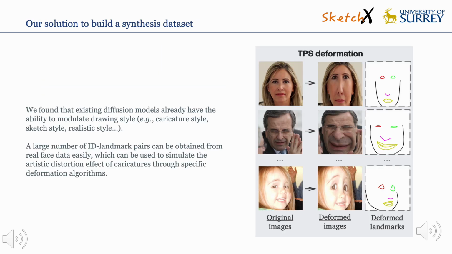We found that existing diffusion models already have the ability to modulate drawing style, for example, caricature style, sketch style, realistic style. A large number of ID landmark pairs can be obtained from real face data easily, which can be used to simulate the artistic distortion effect of caricatures through specific deformation algorithms. Therefore, we leverage the thin plate spline deformation algorithm to simulate the exaggerated distortion characteristic of caricatures, without relying on any actual caricature data.